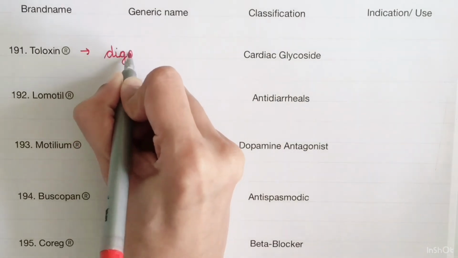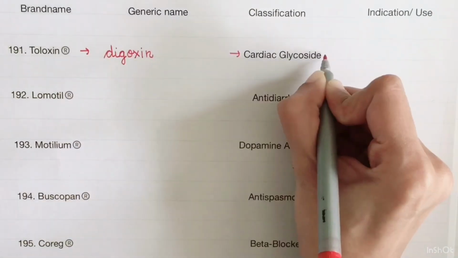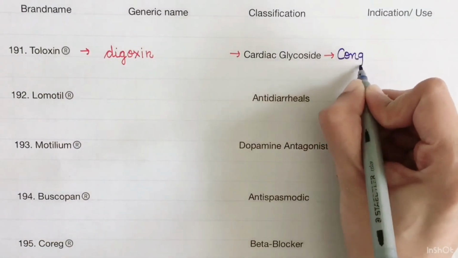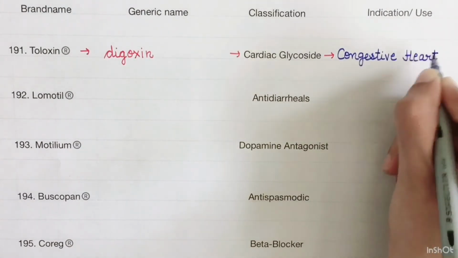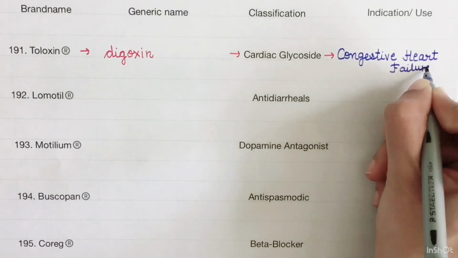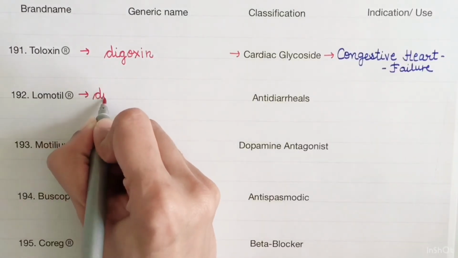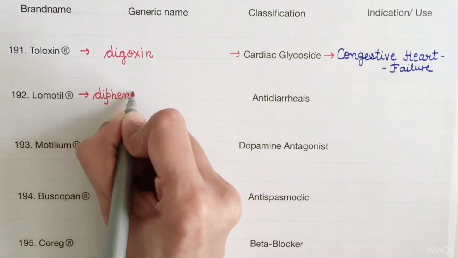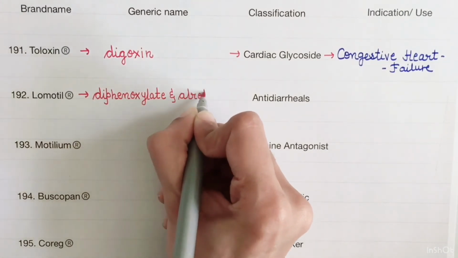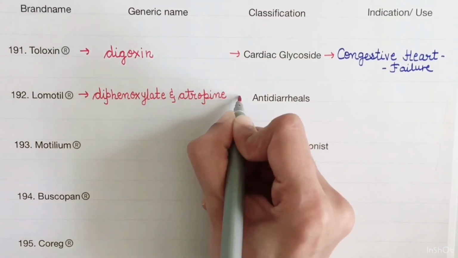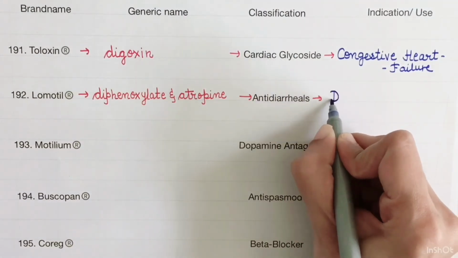191 is Toloxine. Its generic is digoxin. Its class is cardiac glycoside and it's used for congestive heart failure. 192 is Lomotil. Its generic is diphenoxylate and atropine. Its class is antidiarrheals and it's used for diarrhea.